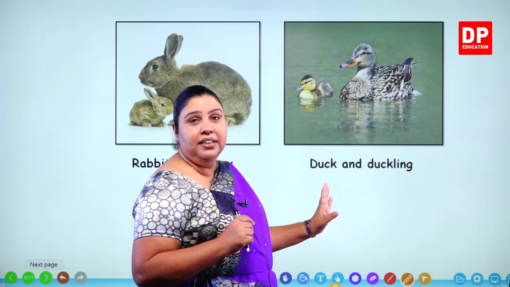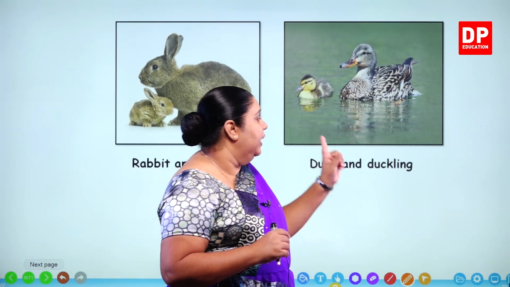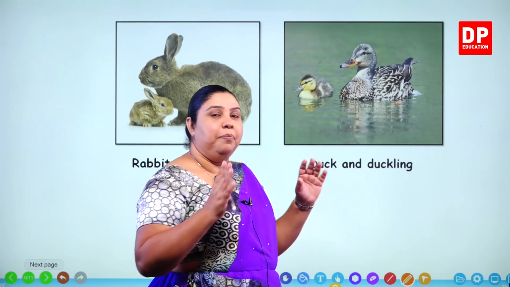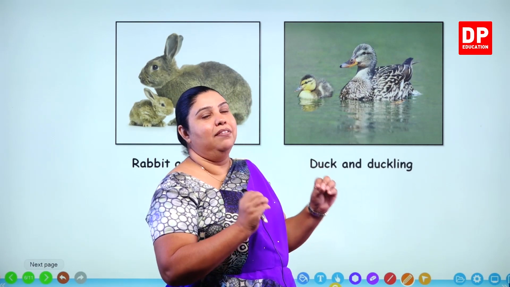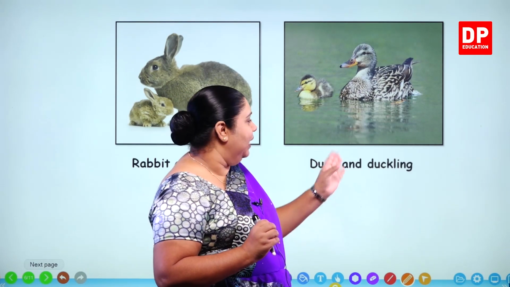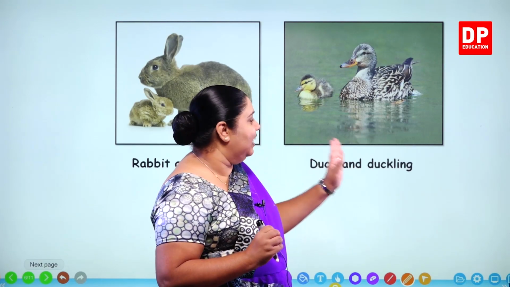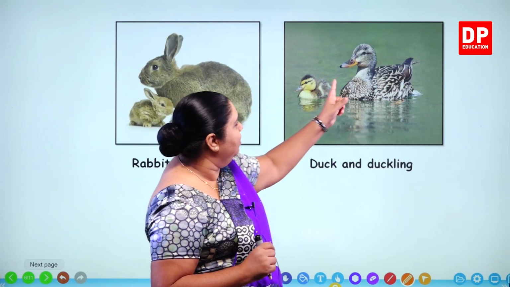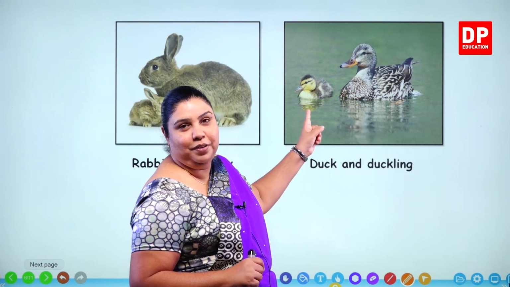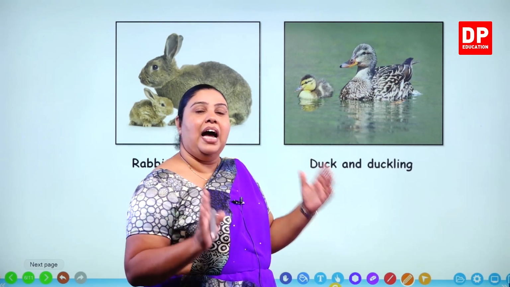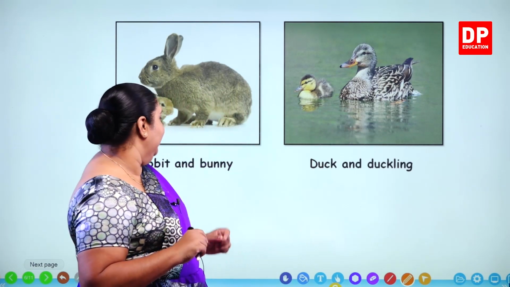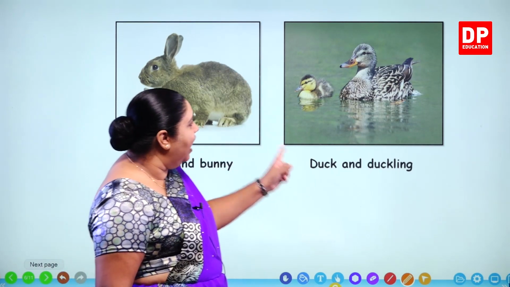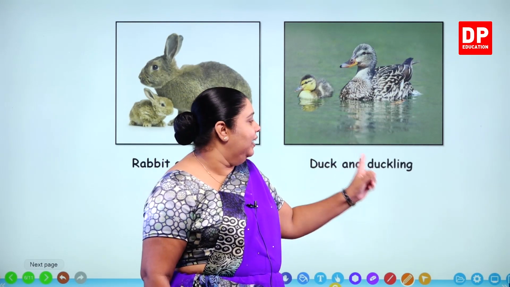Mother is the duck. The baby is called duckling. Duck, duckling. Duck and duckling. You have to learn those things. You must learn the spelling as well. Can you see the mother duck and the duckling? What are the babies called? Duckling. Right, the baby rabbit is called the bunny. Then we have the duck and the baby ducks are called duckling.